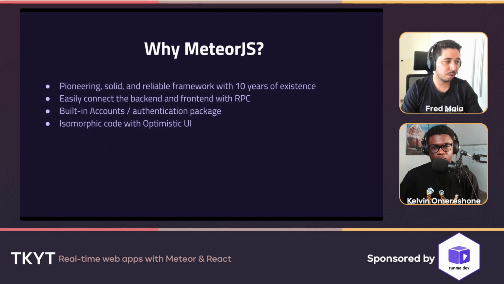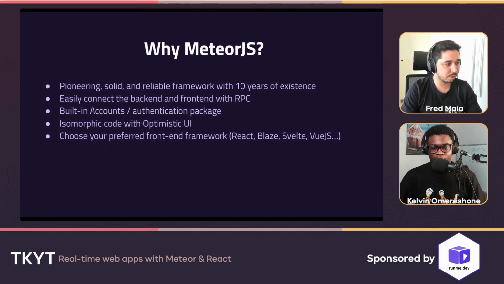We have isomorphic code and optimistic UI, so you can reuse code on the client side and backend side. And optimistic UI is also really easy to implement. You can choose whatever front-end framework you like. I think you are a Vue.js developer, right? So you can actually choose. I think it's ready, we just need to merge the pull request, but we just updated our Meteor and Vue.js tutorial to use Vue 3 and the composition API. So once it's launched, I will tell you, so you can give Vue a try instead of React.